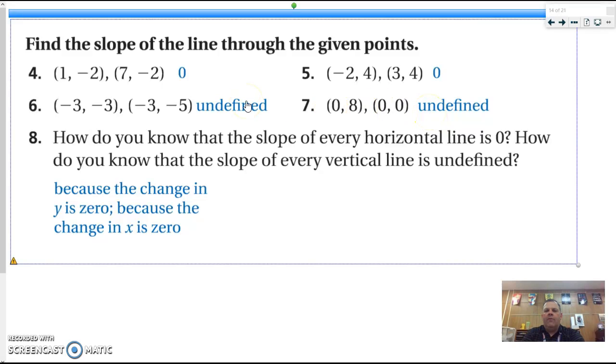How do you know the slope of every horizontal line is 0? Because the change in y is 0. What about the second one? How do you know the slope of every vertical line is undefined? Because the change in x is 0.